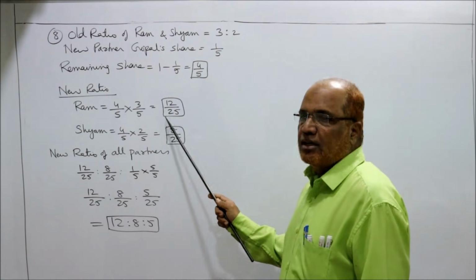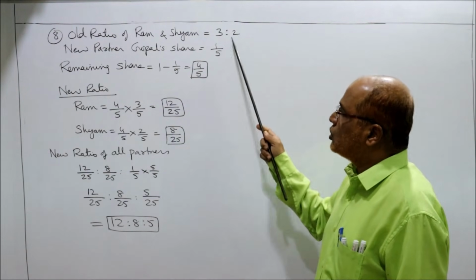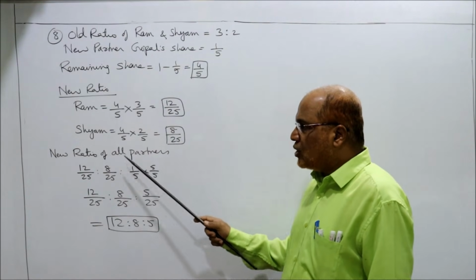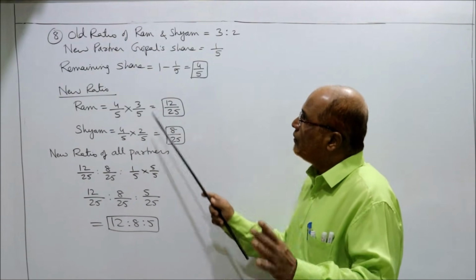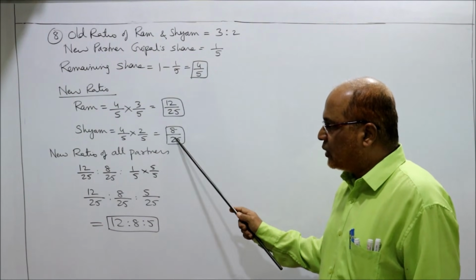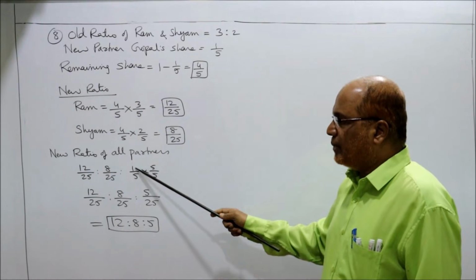12 by 25. Similarly, for Shyam, the remaining share is 4/5, so 4/5 into 2 by 5 gives 8 by 25. The new ratio of all the partners, Ram, Shyam and Gopal, is 12 by 25, 8 by 25, and here Gopal's share is given as 1 by 5.